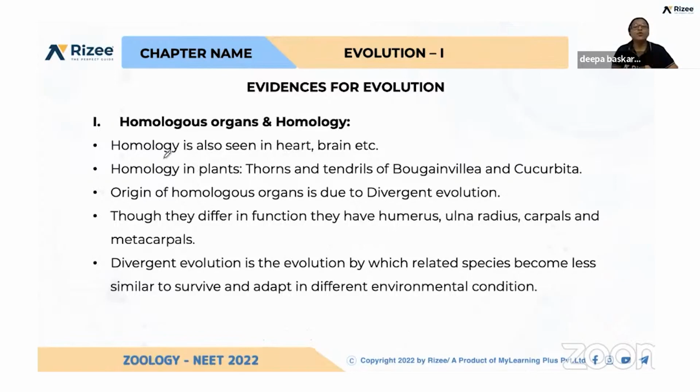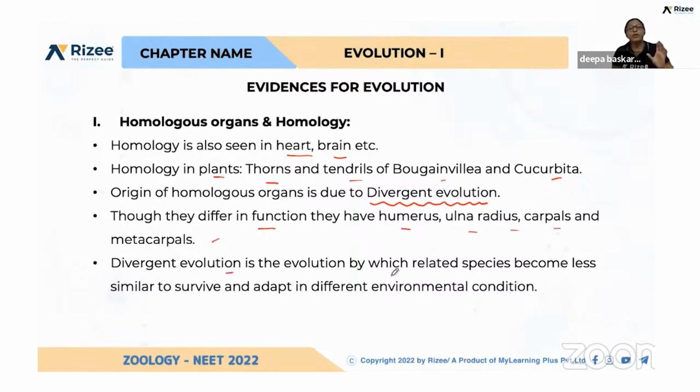So, for example, homology is also seen in the heart and brain. And again, in plants, if you take thorns and tendrils of bougainvillea and cucurbita, the origin of homologous organs is due to divergent evolution. Previously they were living in the same species, and based on the need, they have evolved. Though they have different functions, they have humerus, ulna, radius, carpals, and metacarpals.